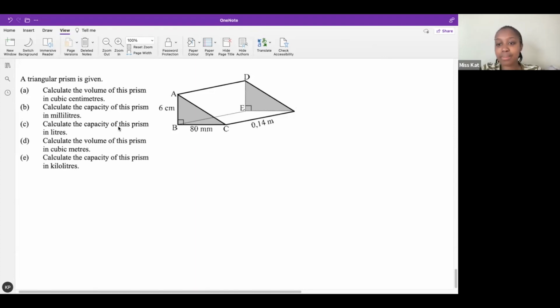Now we have a problem. What's happening with the units for that shape? Anyone? Yes, there's a lot going on there. Since they asked for it in centimeters cubed, we need to convert everything to centimeters cubed. So let's start over here at the bottom. 80 millimeters. How do I convert that to centimeters?